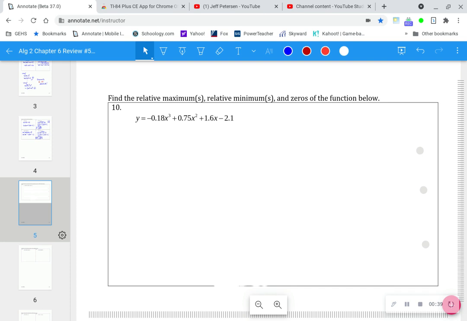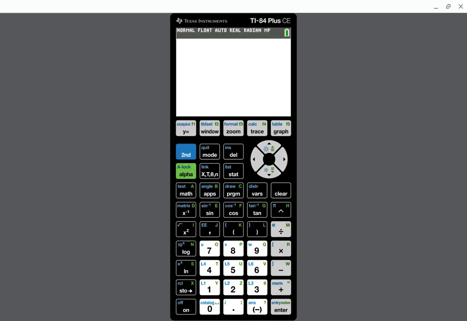Actually, I've got it typed in already, so it should be ready to go. Okay, so the first thing you want to do is go to your y equals key and type in the function. I'll scroll slowly just in case you're trying to copy this. Negative 0.18 x cubed plus 0.75 x squared plus 1.6 x, and it continues off screen here. It'll be minus 2.1. Okay, now hit zoom 6 here and you'll see the graph.